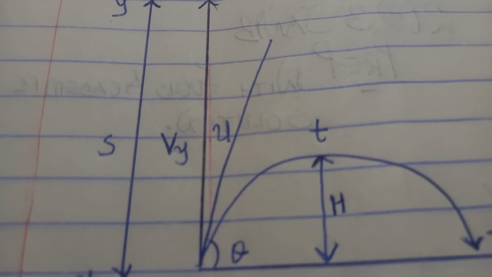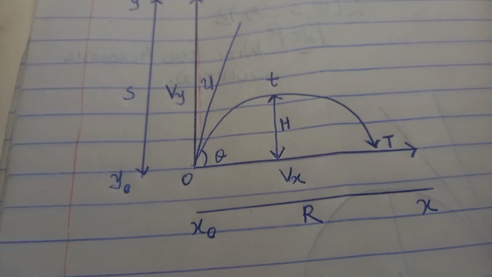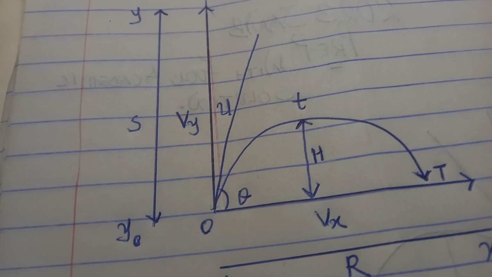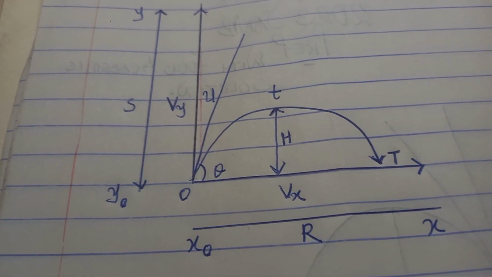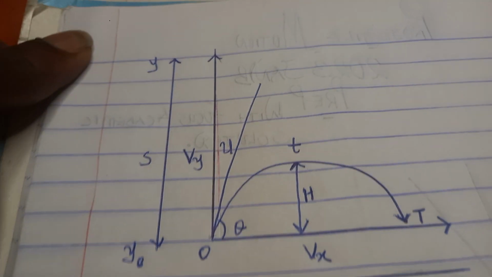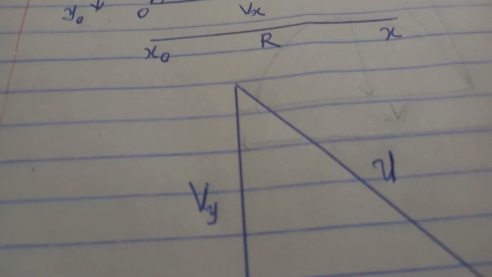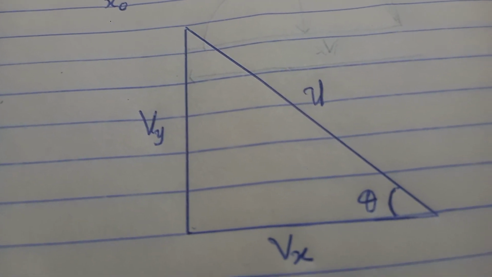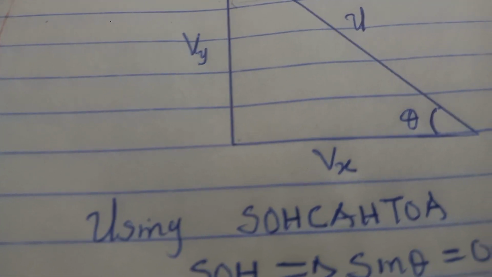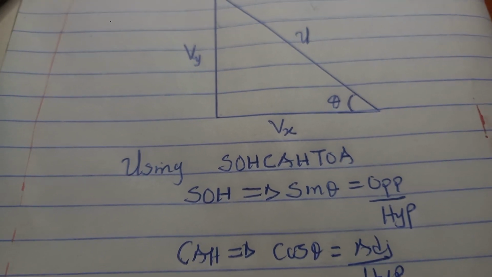If you look at this diagram very well, you can see that we can actually get a right angle triangle from the diagram. Look straight through the origin, the zero I'm having here. We can actually derive through a formula. Alright, from the diagram above, we have a right triangle. You can see the diagram showing Vy, Vx, u, and angle theta. So let's make use of SOHCAHTOA.